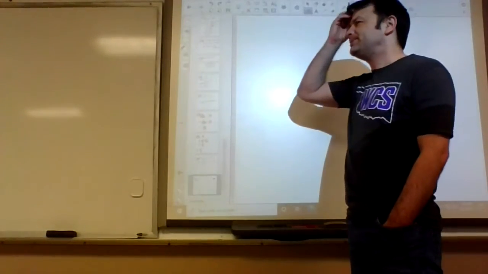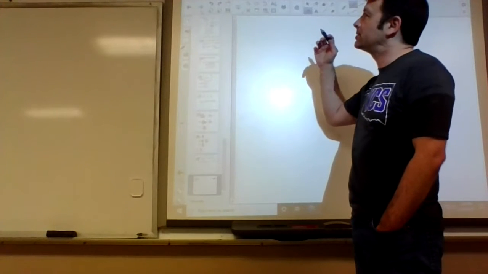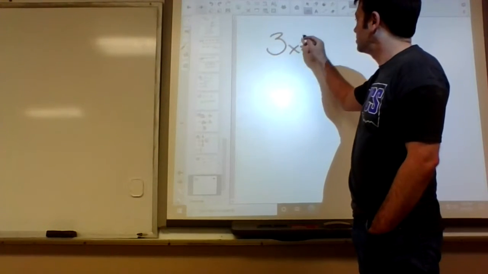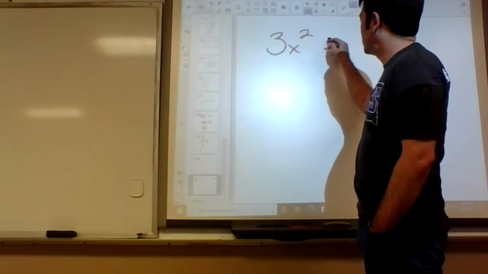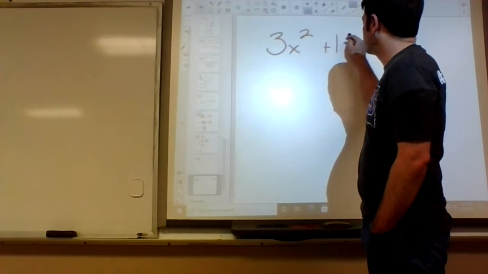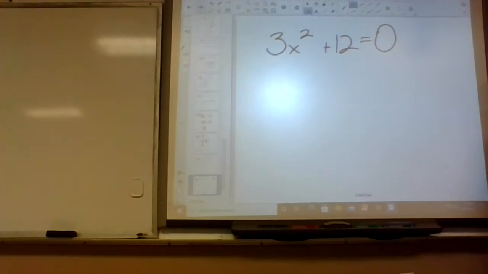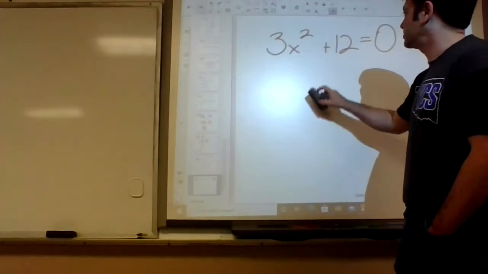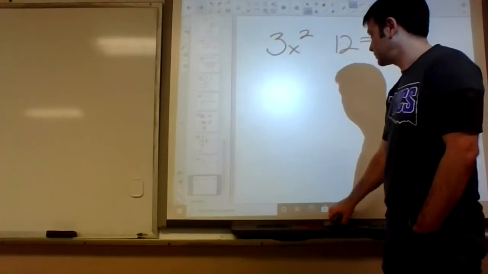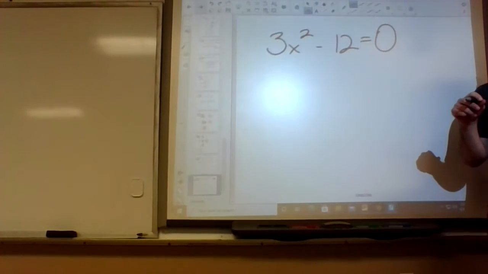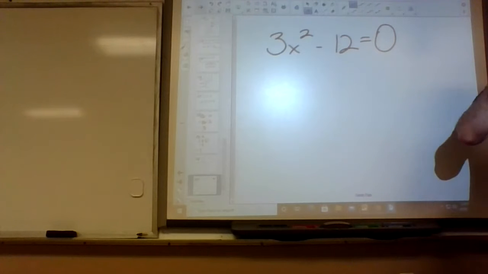Yesterday we did this. Would you do minus 12 right there? Yeah, I probably should change it to a minus 12. Alright, so how would we solve this? Plus 12. X equals positive or negative 2.